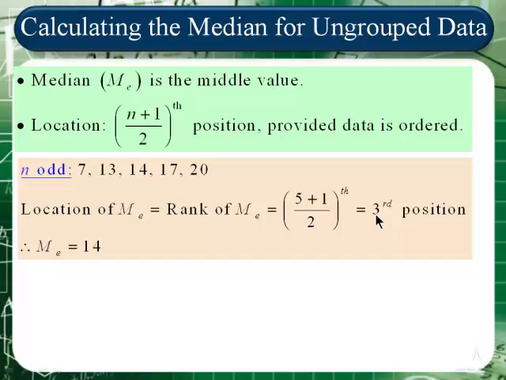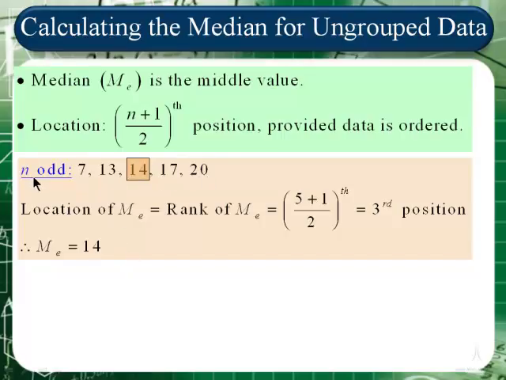So in other words, it will be in the third position. And if we check this, the data value 14 is in the third position, therefore the median is 14. Note that 2 data values lie to the right and 2 lie to the left. So in other words, 50% to the right and 50% to the left.